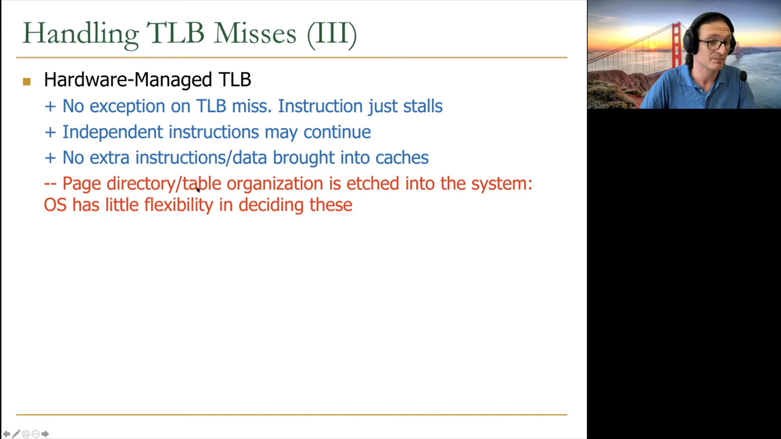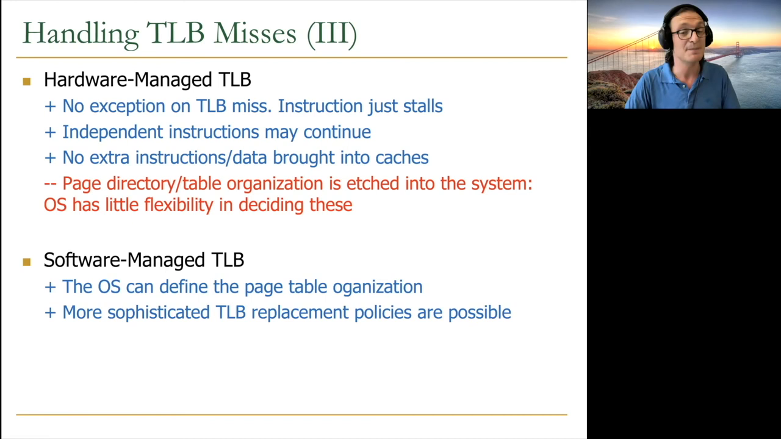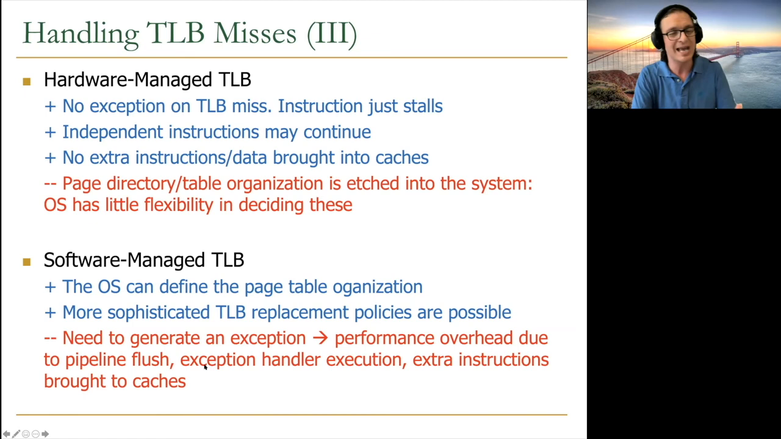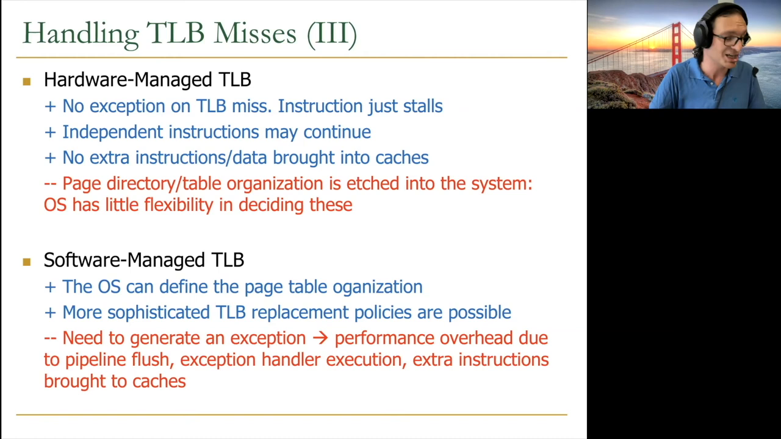A software managed TLB, of course, doesn't have that disadvantage. The OS can define the page table organization independently of the hardware. And it can also employ more sophisticated TLB replacement policies. The downside is performance overhead. You need to generate an exception, flush the pipeline, execute the exception handler, and extra instructions are brought into the cache. Of course, you could handle this in another thread, so you may eliminate some of the performance overhead, like the pipeline flush. But still, there's overhead in executing other instructions to handle the software managed TLB. In hardware, you can have a completely specialized structure, as we will see in Intel systems soon.